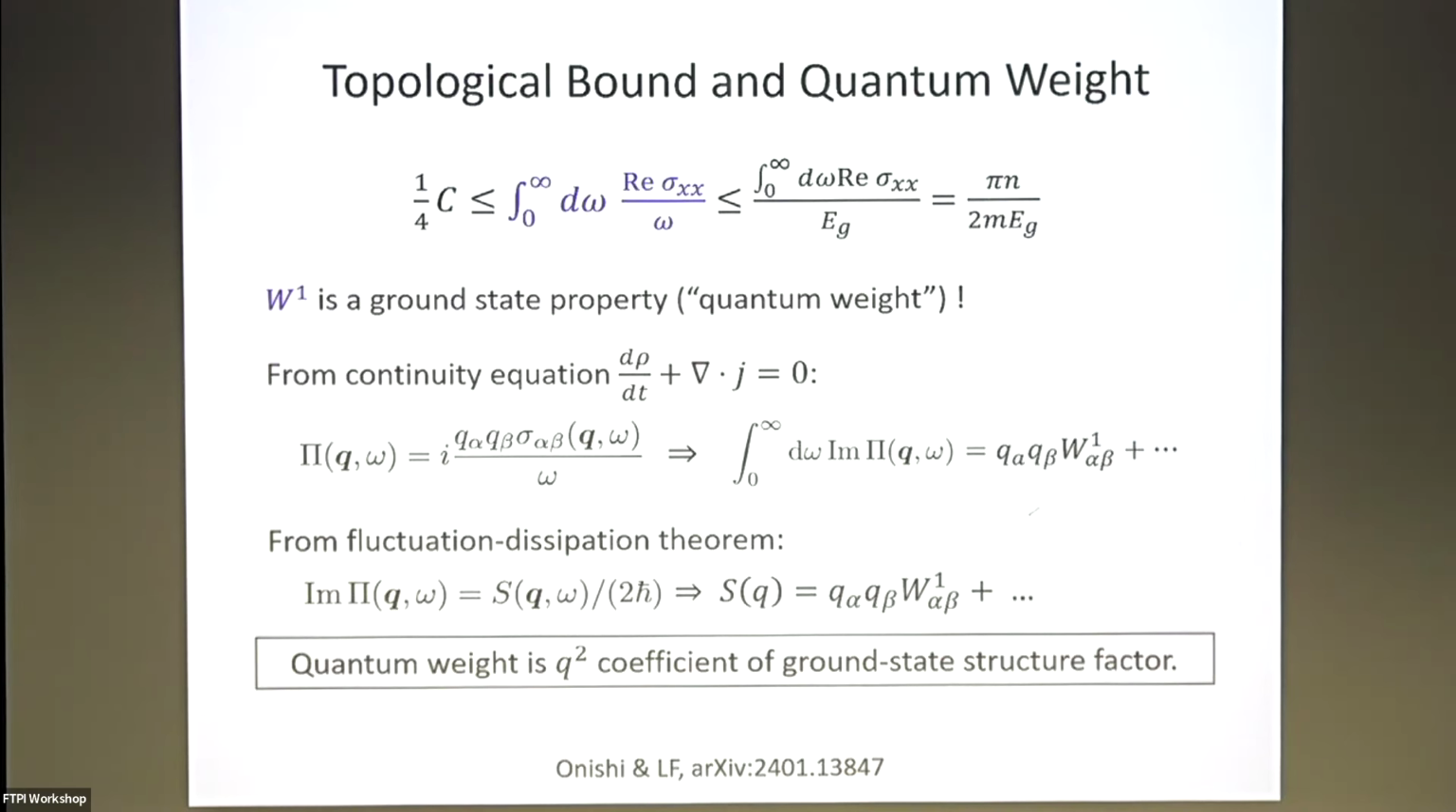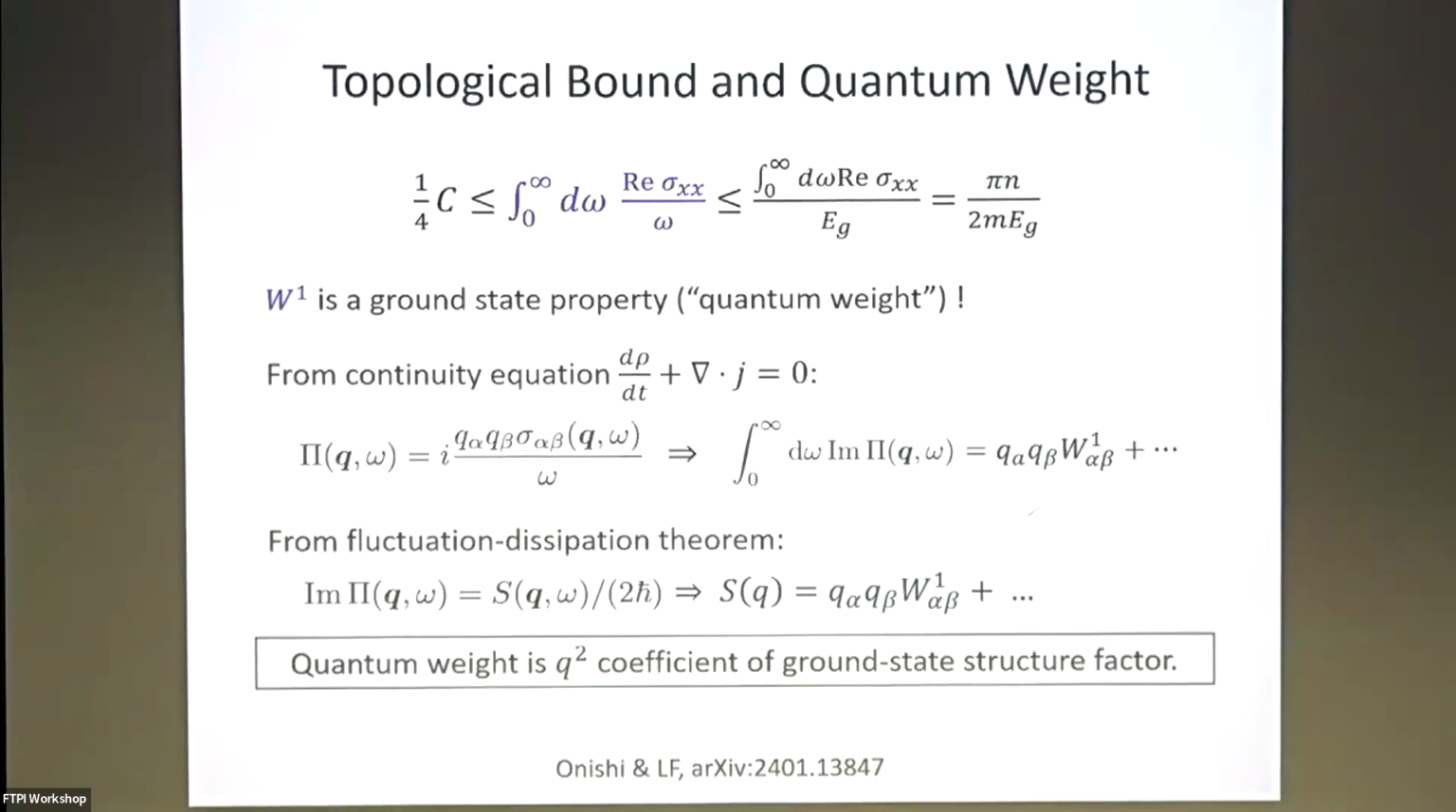Now, this quantity turns out to be very interesting. Although it's defined by the optical conductivity as a function of frequency, it seems to depend on the precise excited state spectrum. It actually secretly is a ground state problem. It only depends on the ground state wave function, just like the Chern number. And this is how we can see this.